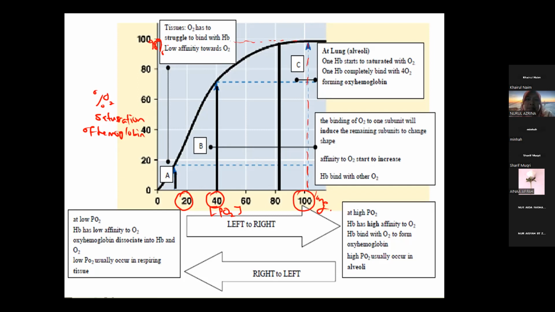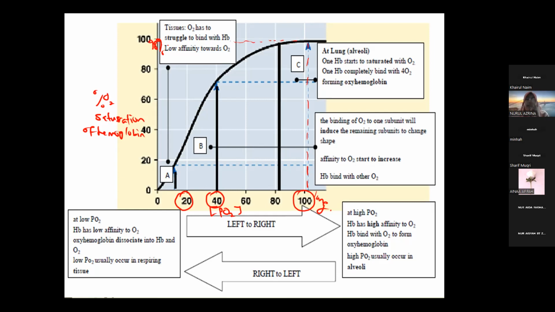Dia takkan sampai 100% lah. So dalam 99 point something, 98, right? So this is what you have in the lung. In the lung, gas exchange takes place. Remember tadi? Hemoglobin will load, ambil oxygen in the lung. And that makes peratusan ketepuan oksigen dalam hemoglobin di dalam paru-paru very high. Almost 100%, or almost fully saturated, we say.